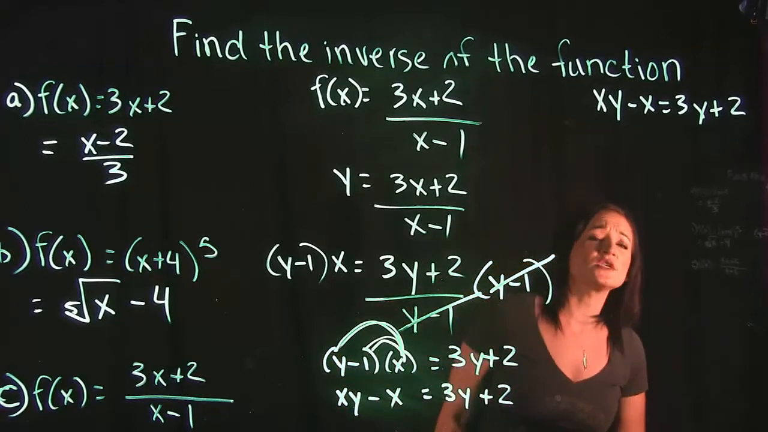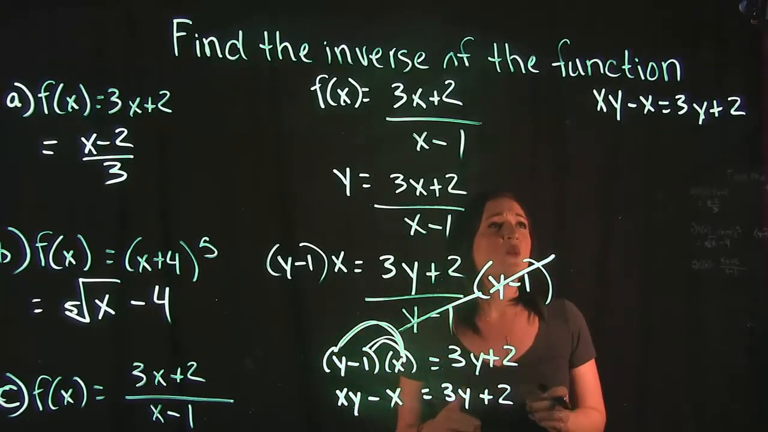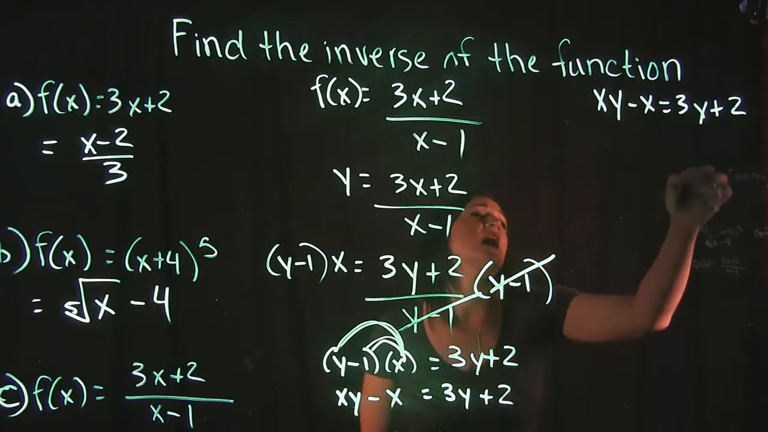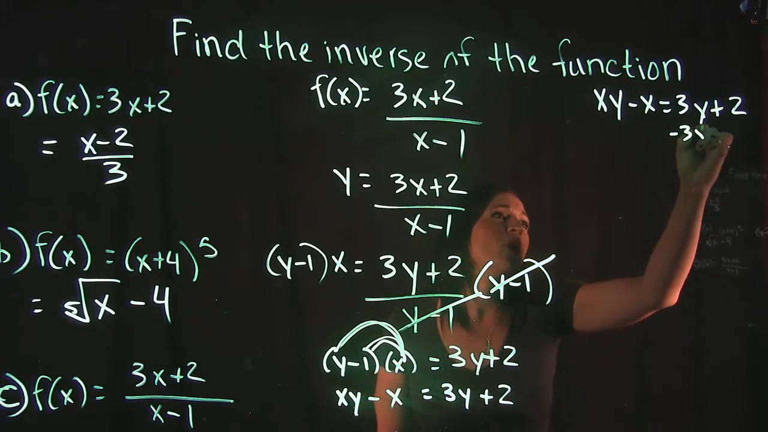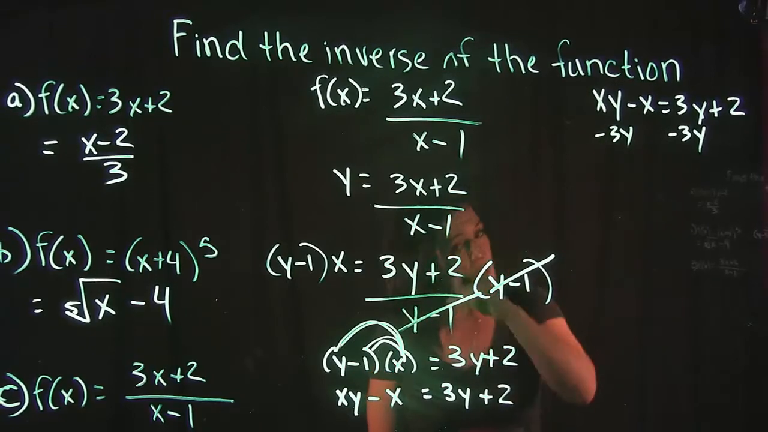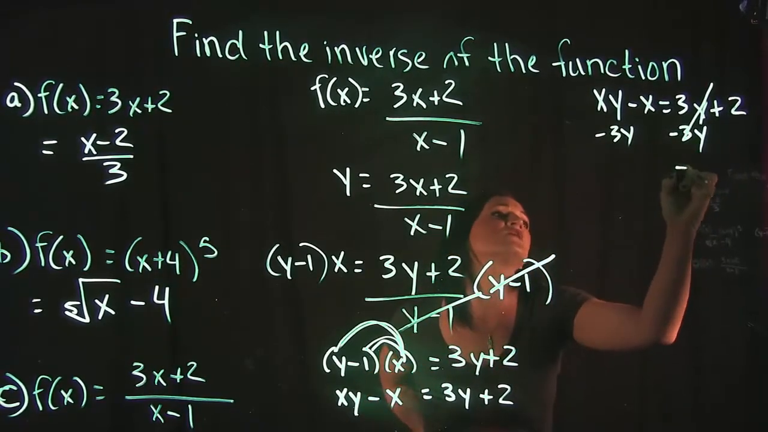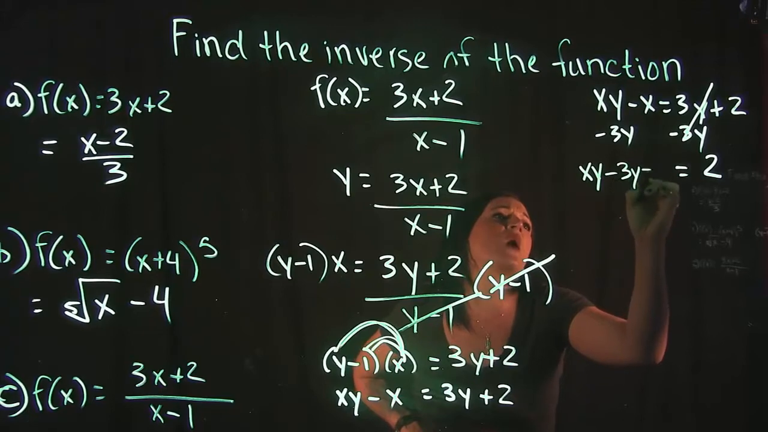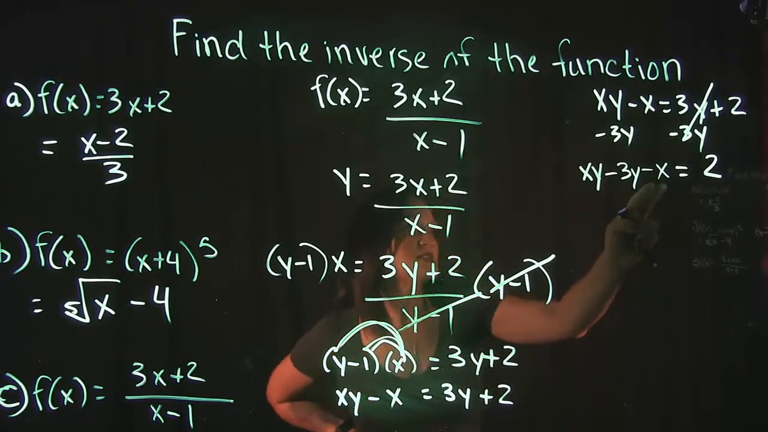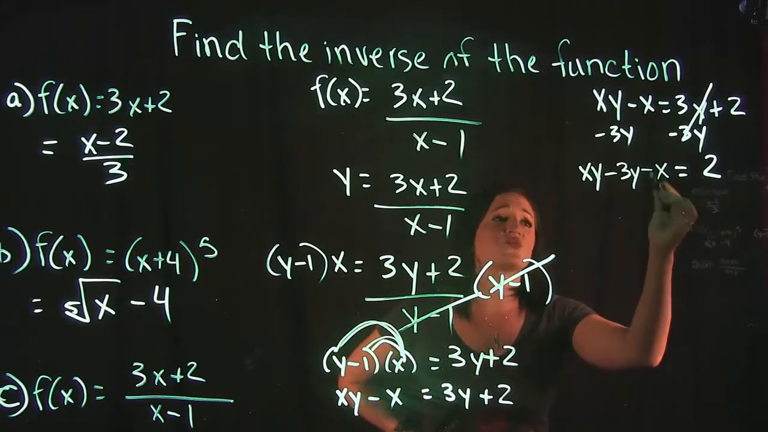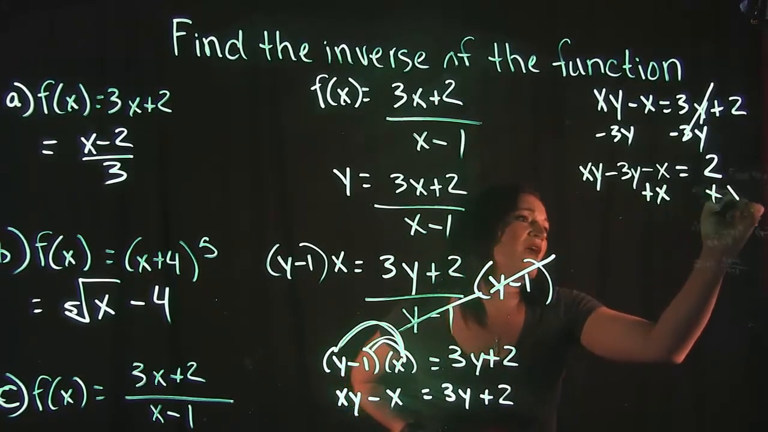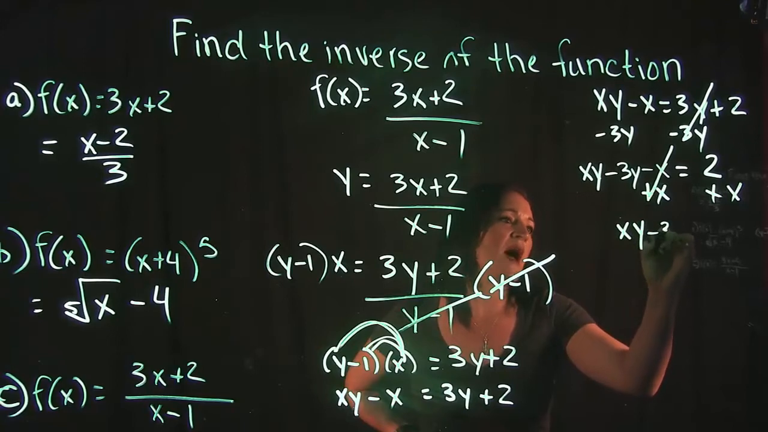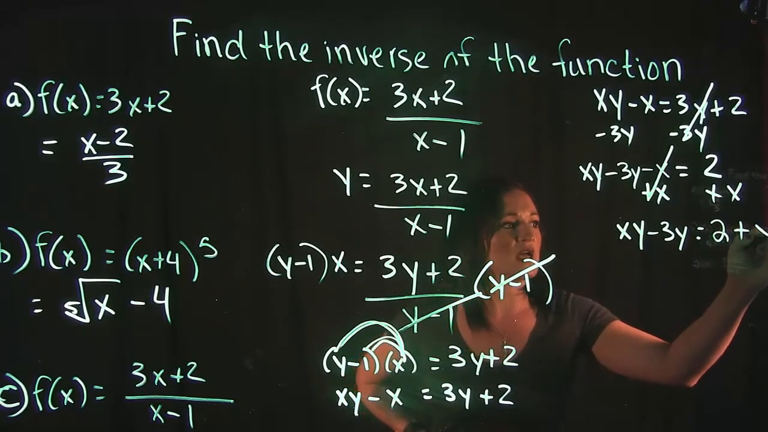The next thing I'm going to do is some rearranging. I want everything that has a y on the left-hand side, everything else on the right-hand side. So this positive 3y, I'm going to move to the left-hand side by subtracting 3y on both sides. It gets rid of it on the right-hand side, and on the left-hand side I'll now have xy minus 3y minus x. Now this minus x on the left side, I want to move to the right-hand side since it doesn't have a y, so I'm going to add x to both sides. Negative x plus x cancels, so it leaves me with xy minus 3y is equal to 2 plus x.